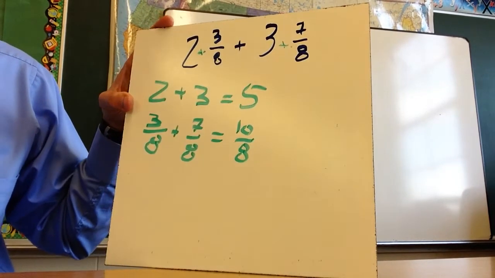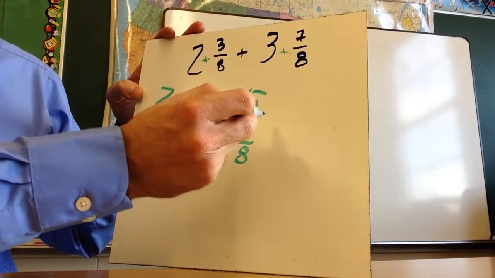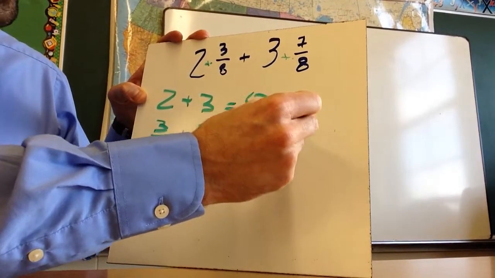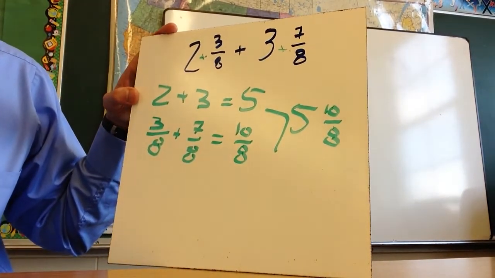Now I'm not quite done yet, because now I have to put them back together, and so this really becomes, when I put these together, this becomes 5 and 10/8. Now you may realize that that looks a little weird.